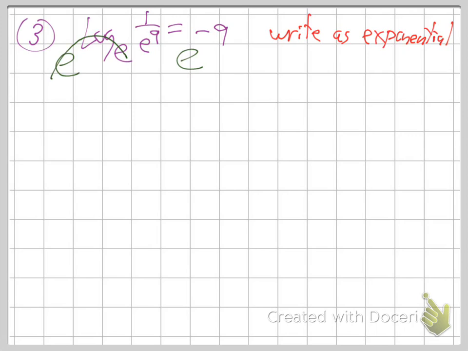Well, that leaves 1 over e to the 9th, which is e to the minus 9. That's our answer. That's a true statement, isn't it? Remember how negative powers flip things? We would look at that and go, yeah, we know that. And the log would say, well, that's what I was saying in its language. We just don't speak that language naturally, so it looks bizarre to us.